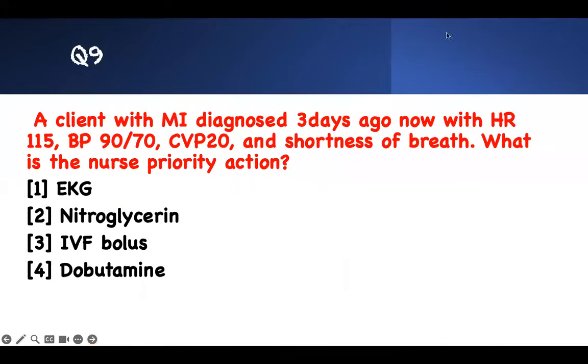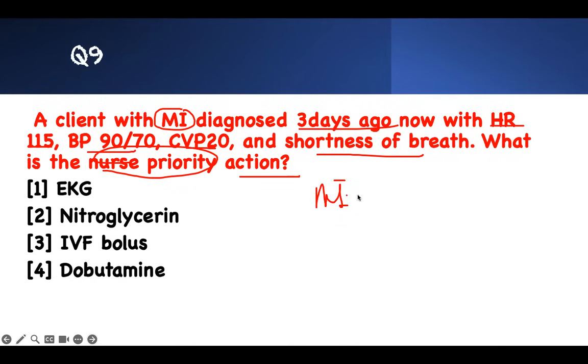Number 9, my favorite question. What is the next priority action? I like priority. That is medicine. It makes you think. A client with MI diagnosed 3 days ago, now with a heart rate of 115, blood pressure of this, CVP of this, shortness of breath of that. I've given you everything. So let's break down the question. When I do this, I want you to do the same thing when you answer the question.